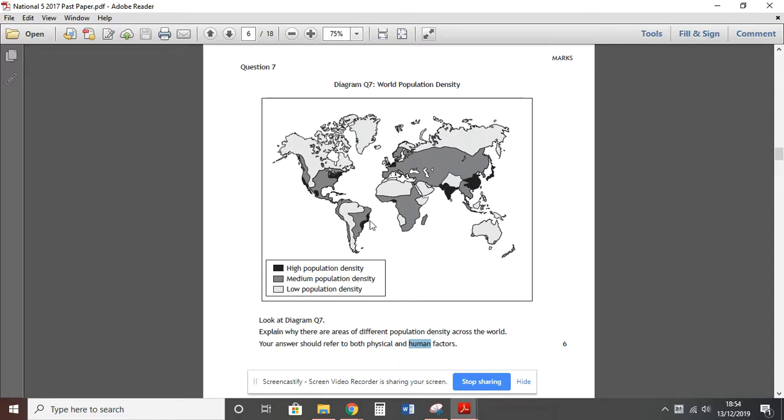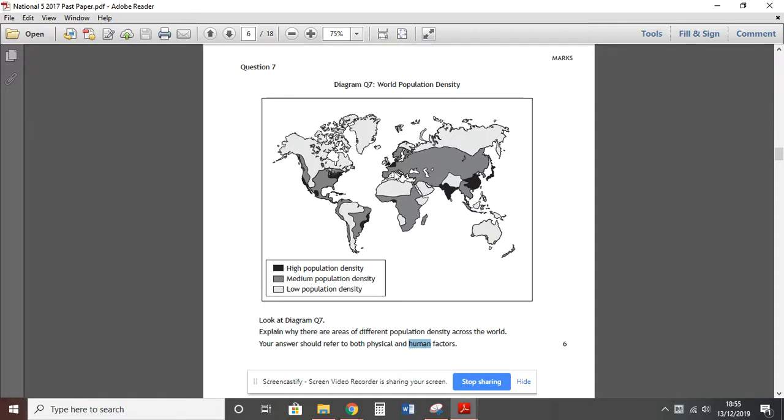Thinking about why lots of people live in certain areas for physical reasons, we could say that there's a lot of people living in Europe because the climate's far more temperate. That means it's not too hot, not too cold, not too wet, not too dry. This means it's perfect for living, but it's also perfect for growing crops. It also means the soils are going to develop much better and therefore can sustain better crop growth, which means more people can be supported.